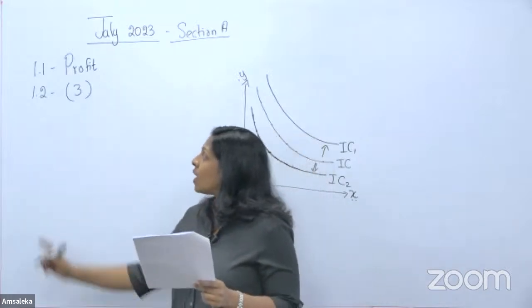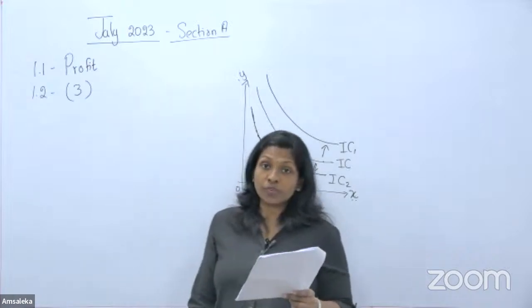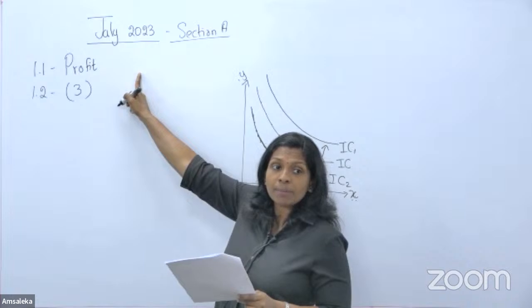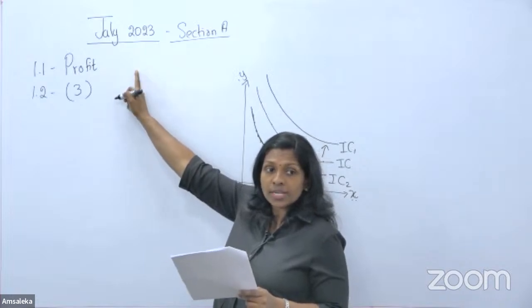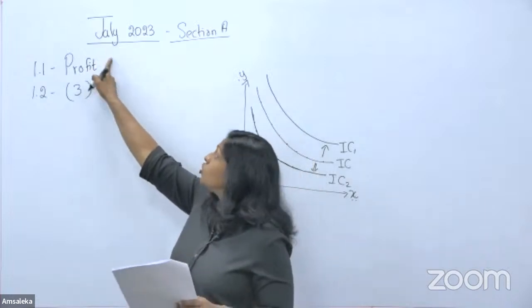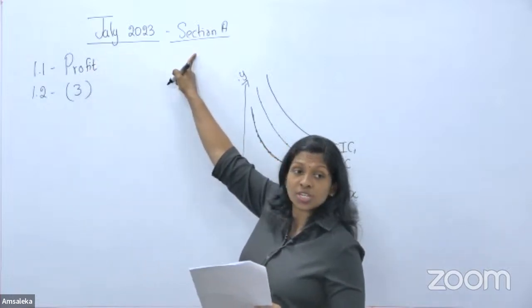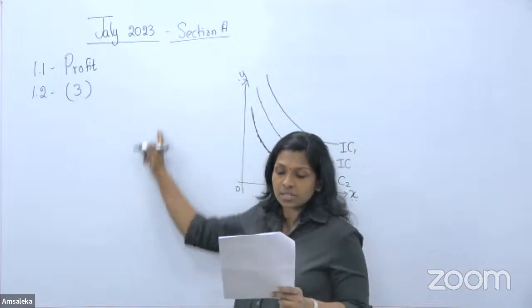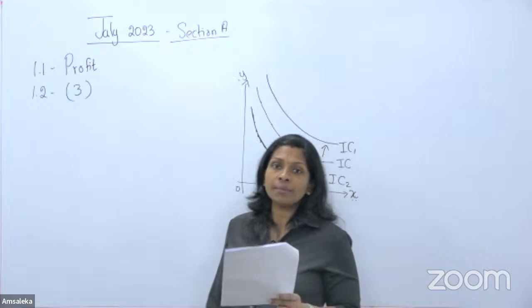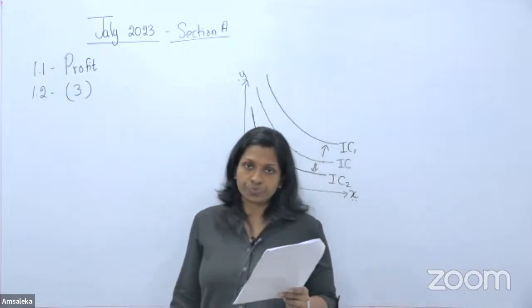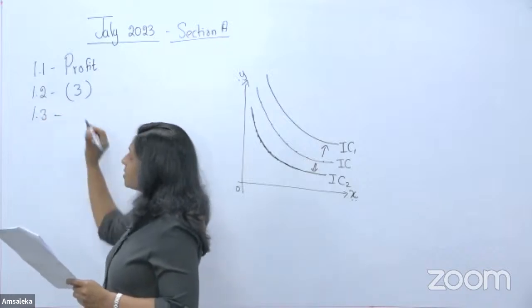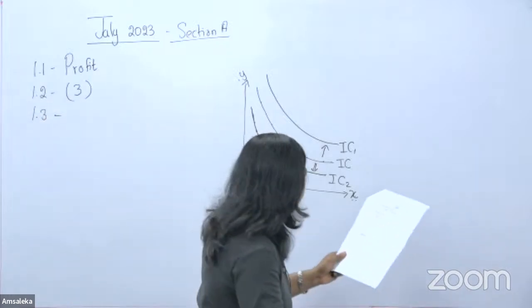Okay, so 1.1 we did and 1.2 we did, and I said we are discussing the July 2023 paper. The students who joined late, please note I'm discussing the July 2023 paper, Section A, objective test questions. The first 20 questions I am discussing with you now. Right, now 1.3. Let's discuss 1.3.